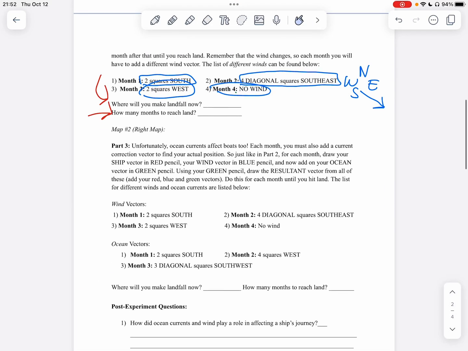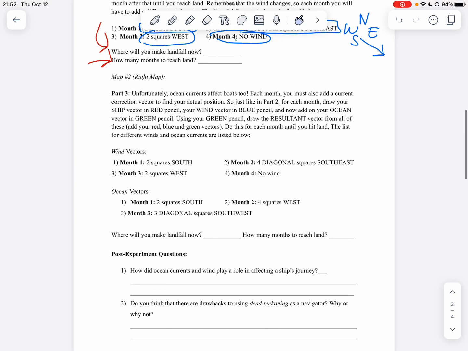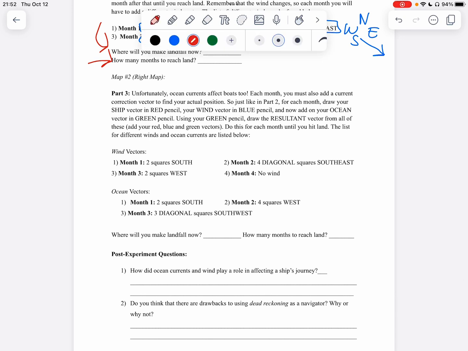Then finally we have part 3. Unfortunately, ocean currents affect boats too. Each month you must add a current correction vector to your actual position. So just like in part 2, for each month you will draw your ship vector in red, your wind vector in blue, and now you're going to add an ocean vector in green. We're still going to use green as the resultant, but we're going to label it with the letter R to indicate that's a resultant.